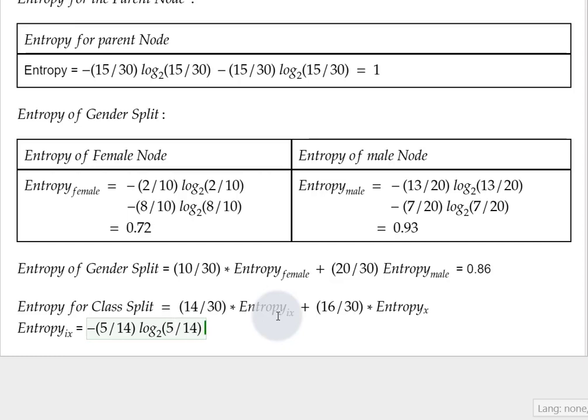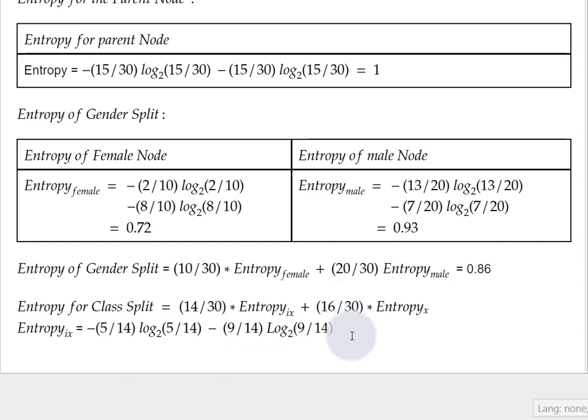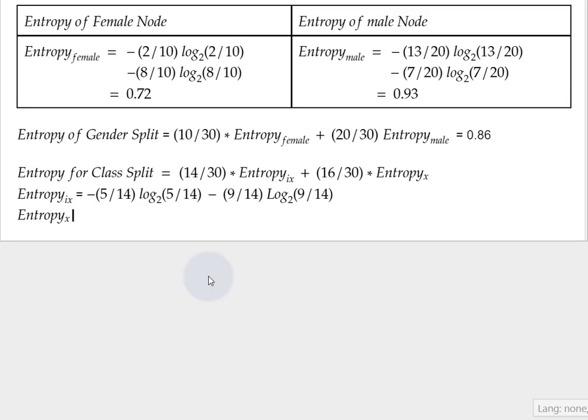And how many do not play cricket now? It is 14 minus 5, which is 9, right? So that means 9 over 14 into log base 2, 9 over 14, right? So this will be my entropy value of class 9, right? Similarly, my entropy value of class 10 will be, so how many students are there in class 10?